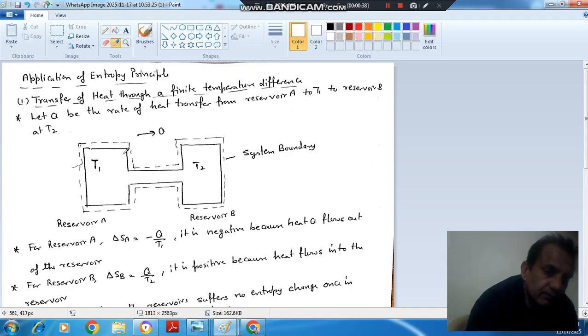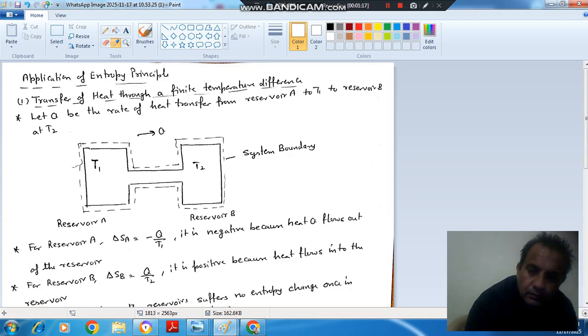As heat is taken from reservoir A, it is negative, and it is put into reservoir B, so it is positive for that. As it is a reservoir, its temperature will remain constant even if the heat is extracted. So entropy change of this reservoir will be minus Q by T1, and entropy change of this reservoir will be plus Q by T2. Once the steady state is achieved, the rod connecting the two reservoirs will have no change in its entropy. So we are considering the steady state.